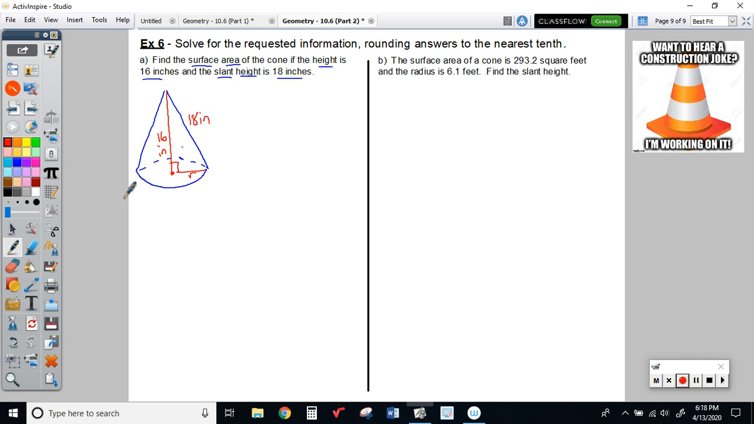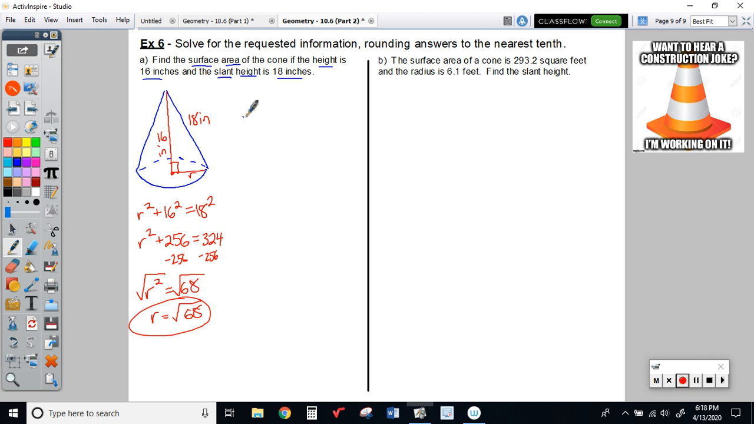So it looks like a Pythagorean Theorem problem initially to figure out what r is. So you've got r squared plus 16 squared is 18 squared. That means r squared plus 256 is 324. You can subtract 256 from both sides, and you're left with r squared that'd be 68 then, and you take the square root of both sides, and you'd have r is the square root of 68. I'll leave it exact for now. Best to leave it exact as long as you can.